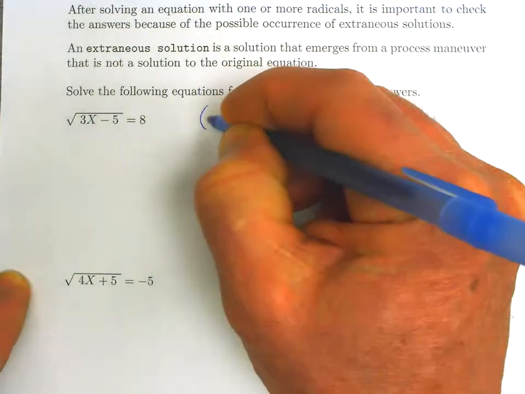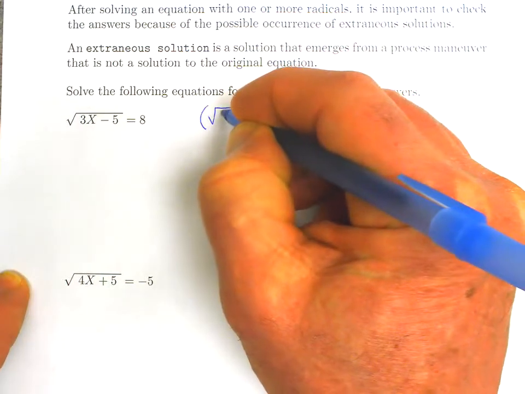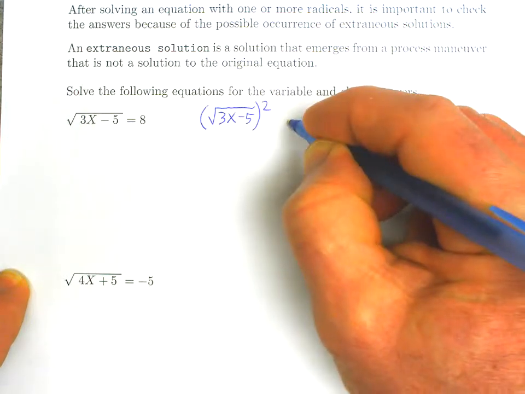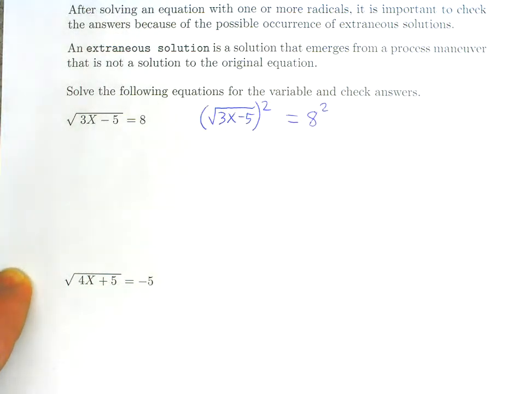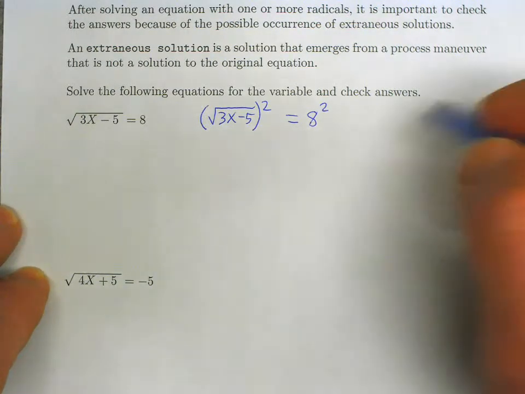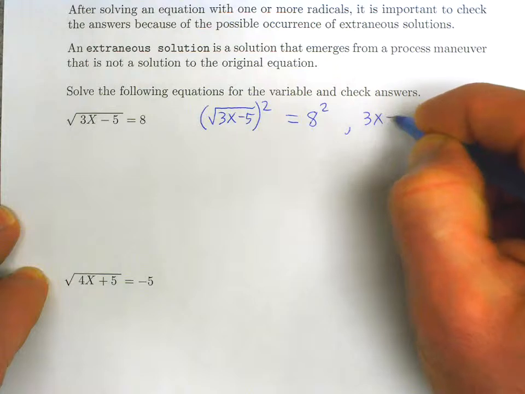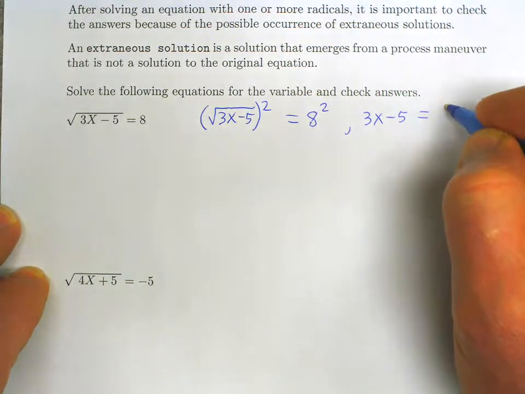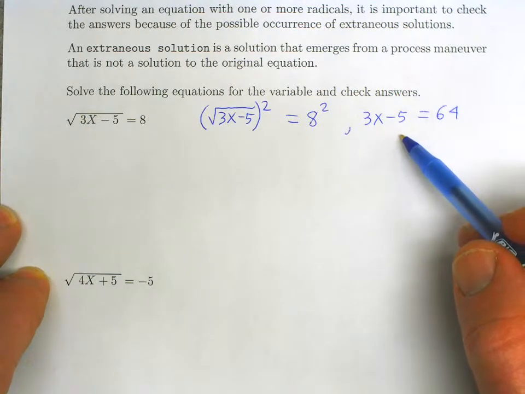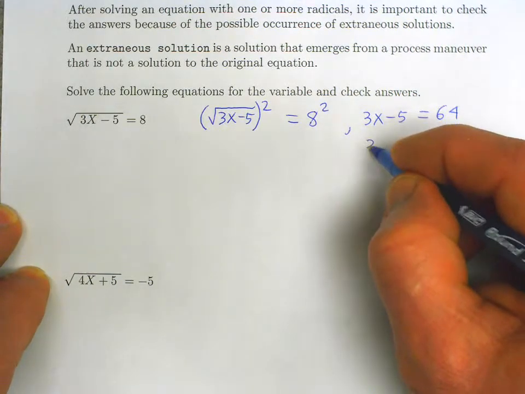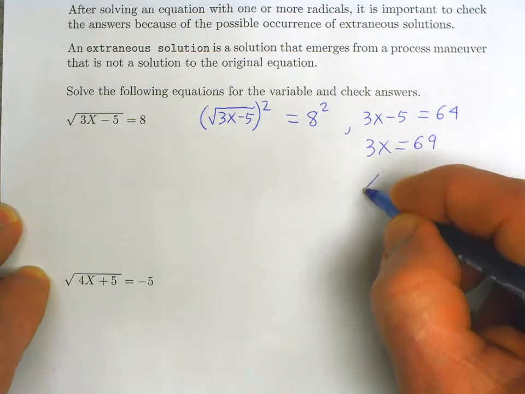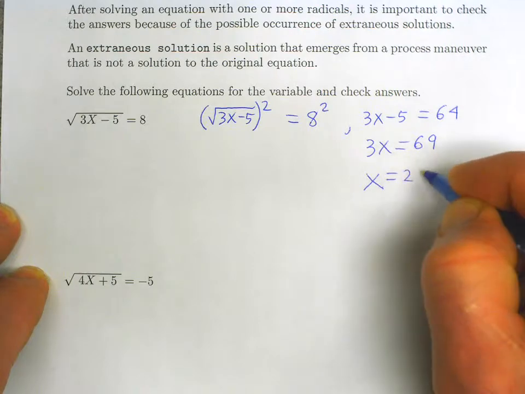So if we raise the left-hand side to the second power and raise the right-hand side to the second power, then the left-hand side just becomes 3x minus 5, and the right-hand side is 64. In this case, we have a simple equation to solve. Add 5 to both sides, we get 3x equals 69. Then divide both sides by 3, we get x equals 23.